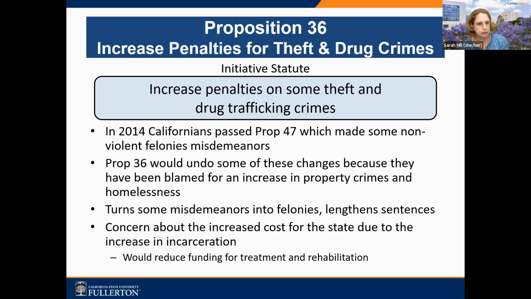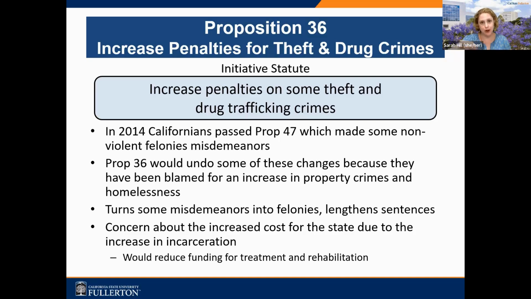So the history here is important. Ten years ago, in 2014, Californians passed Proposition 47, which you might have heard about, which was part of our effort in California to make some nonviolent felonies misdemeanors. We were trying to decrease the population that's incarcerated. We were really trying to ease up on some of our tough on crime policies.